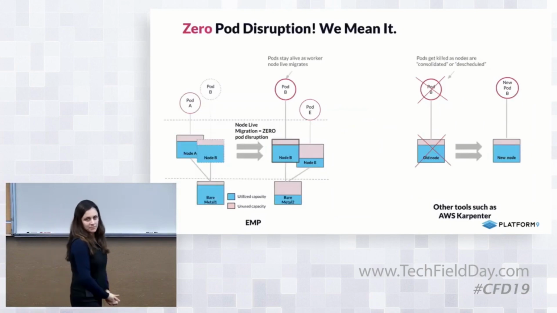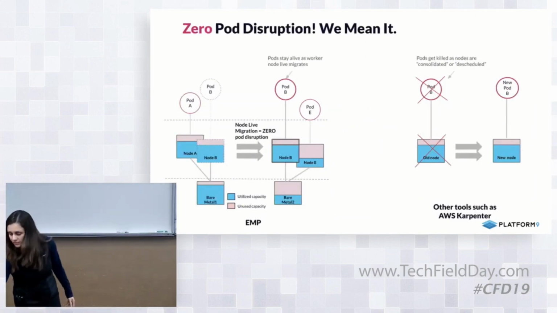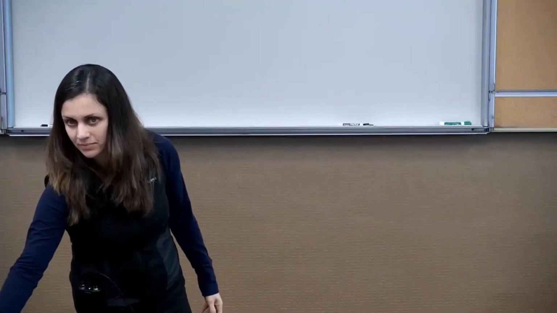So a question on that. If I do a live migrate, what are you using to do the live migrate? And is that enabling persistent storage, the persistent data, to migrate as well?